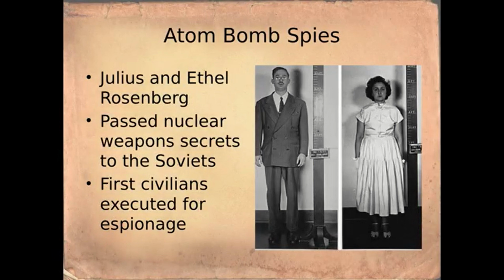Now, one of the guys that he recruits is a guy named David Greenglass, who is his brother-in-law. And Greenglass actually is working on the Manhattan Project at the Los Alamos lab in New Mexico. So it is someone who literally had the plans for the atomic bomb. And he gives some of those secrets to the Rosenbergs, who pass them on to the Soviets.